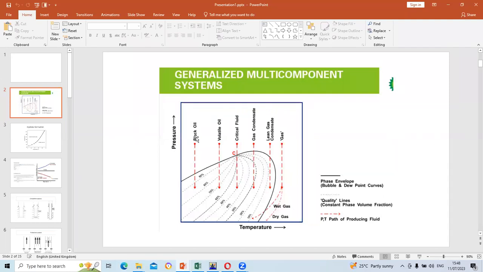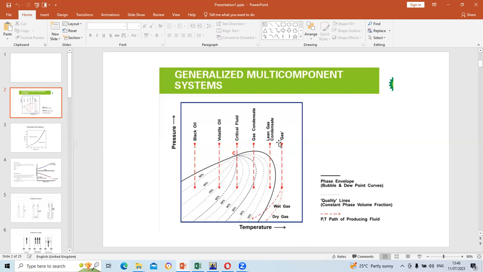You realize that as you start from a low temperature, as you're moving towards higher temperature, what is happening is the reservoir fluid is gradually changing into gas. So what we have here is our black oil. And then we move now to volatile oil, where the amount of gas content has increased. And then we have our critical point. We have our gas condensate. And then we may now have our wet and dry gas.